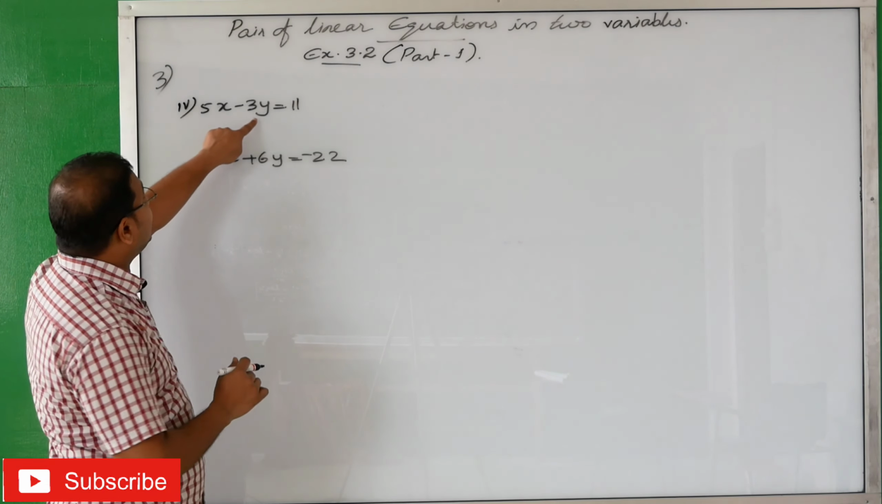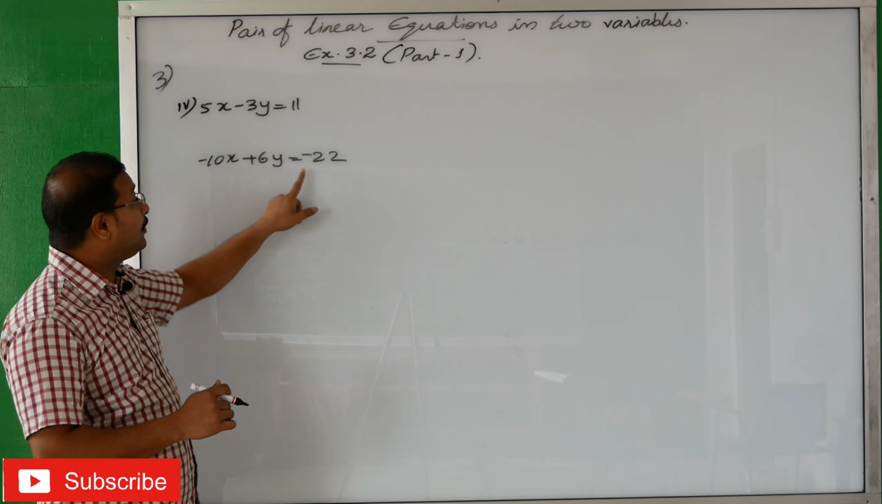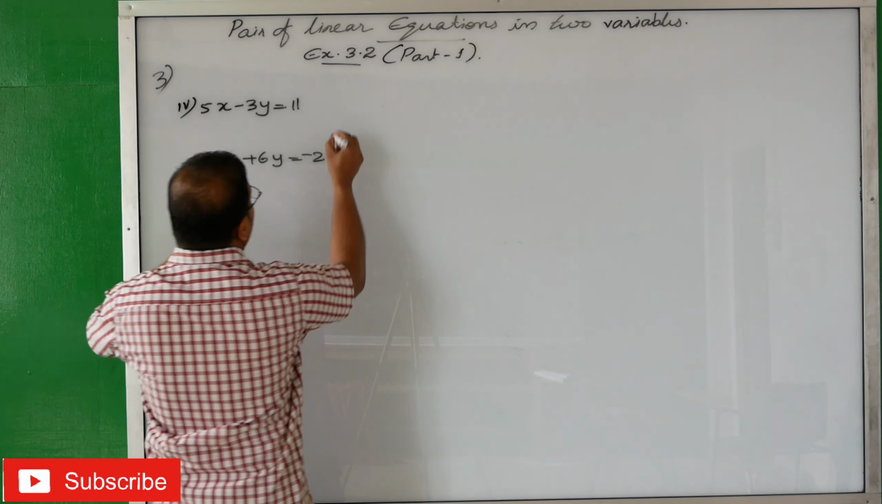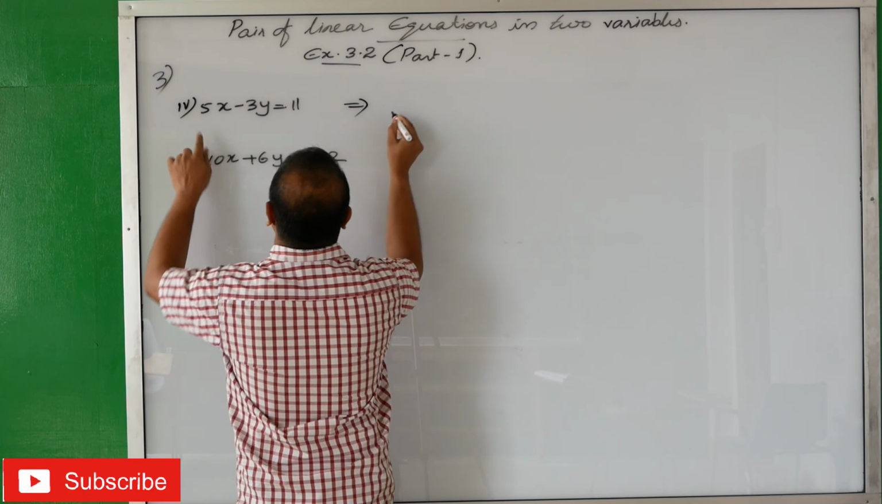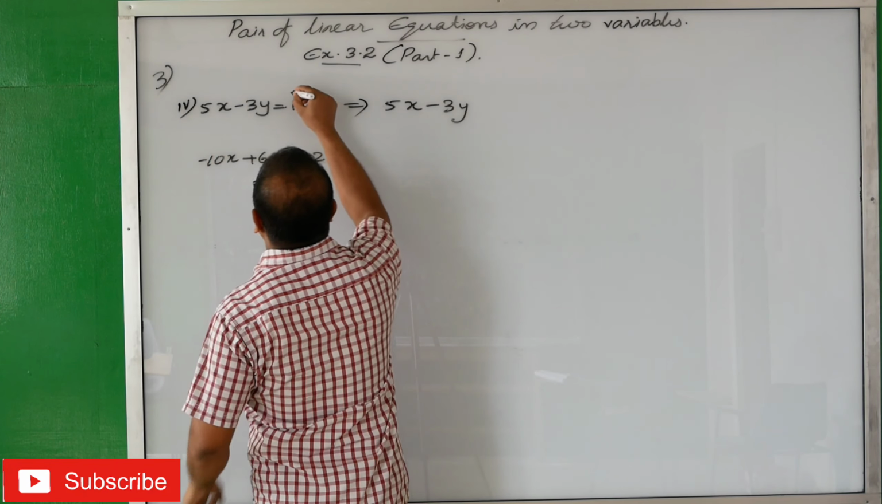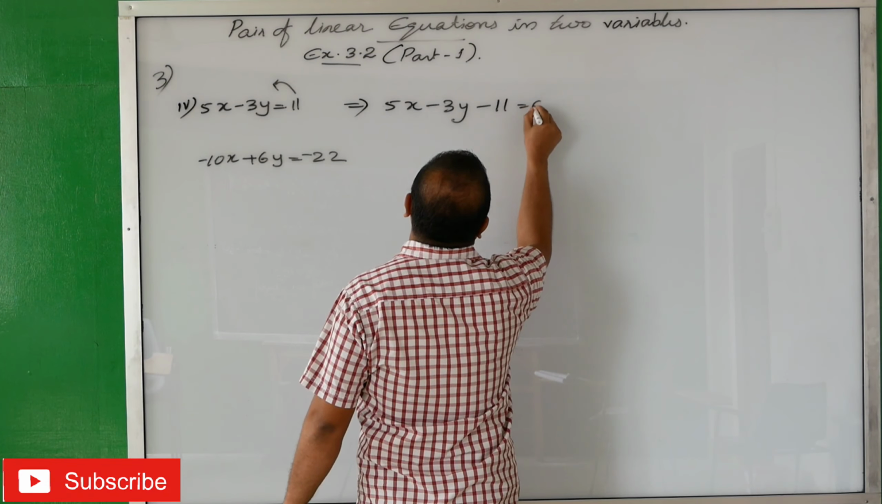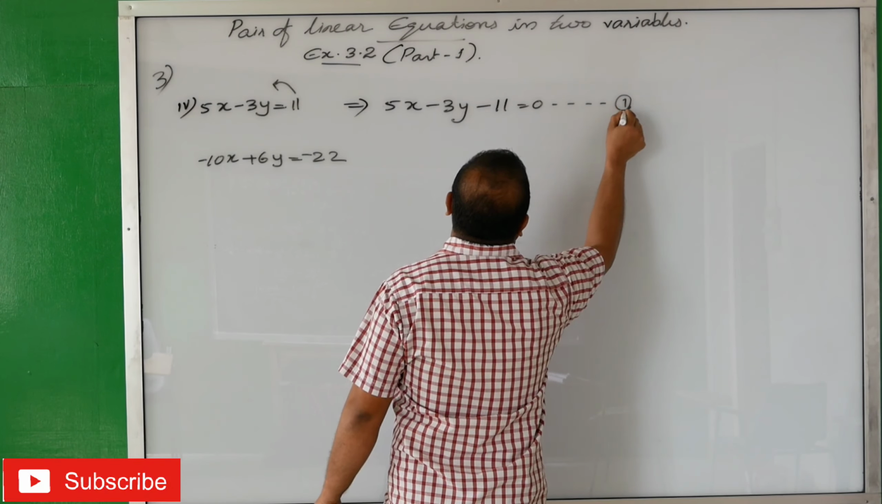That is 5x minus 3y equals 11, minus 10x plus 6y equals minus 22. So we have to rearrange this one. This implies 5x minus 3y. After that, this 11 will carry to the next side. Then it will be minus 11 equal to 0. This is equation number 1.